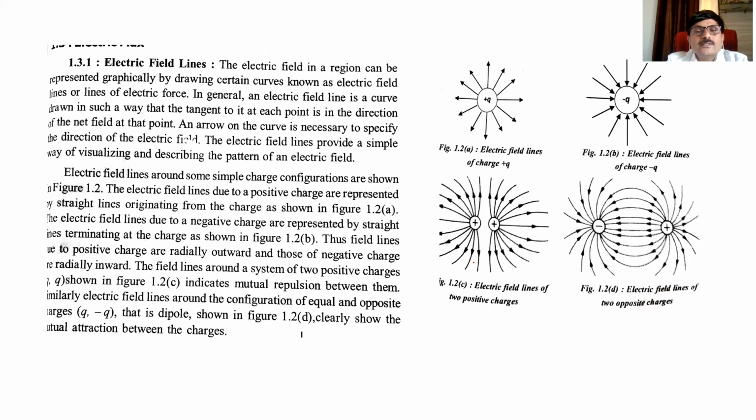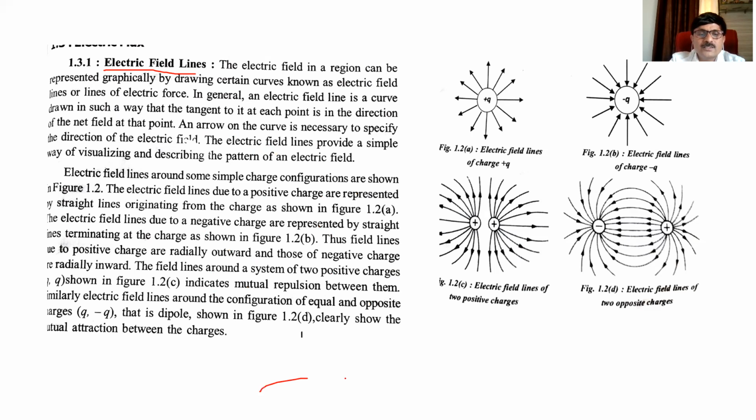Next we have to define the electric flux, and before discussing the electric flux we have to understand the electric field lines. The electric field in a region can be represented graphically by drawing certain curves known as the electric field lines, or also called the electric lines of force. In general, an electric line of force is a curve, and if you draw the tangent to the curve, you will get the direction of the field at that point.